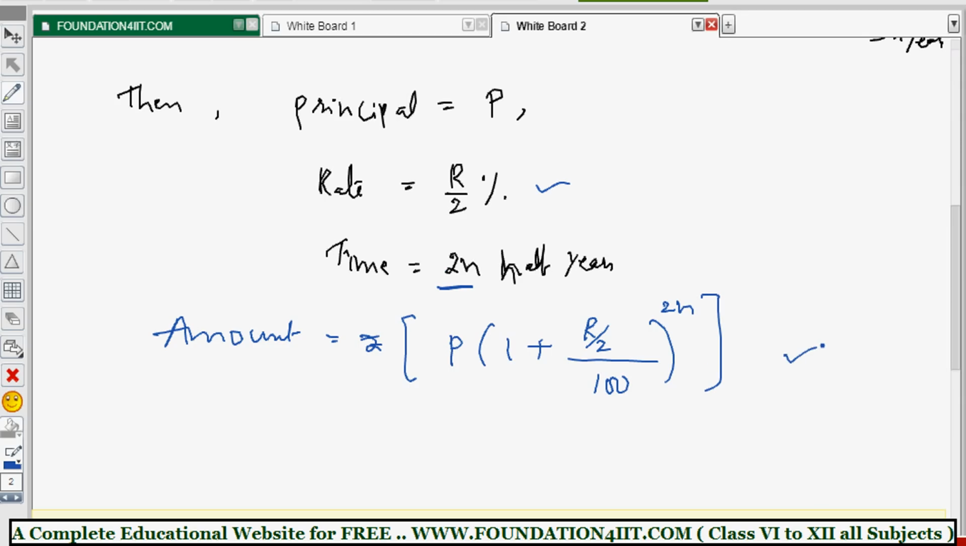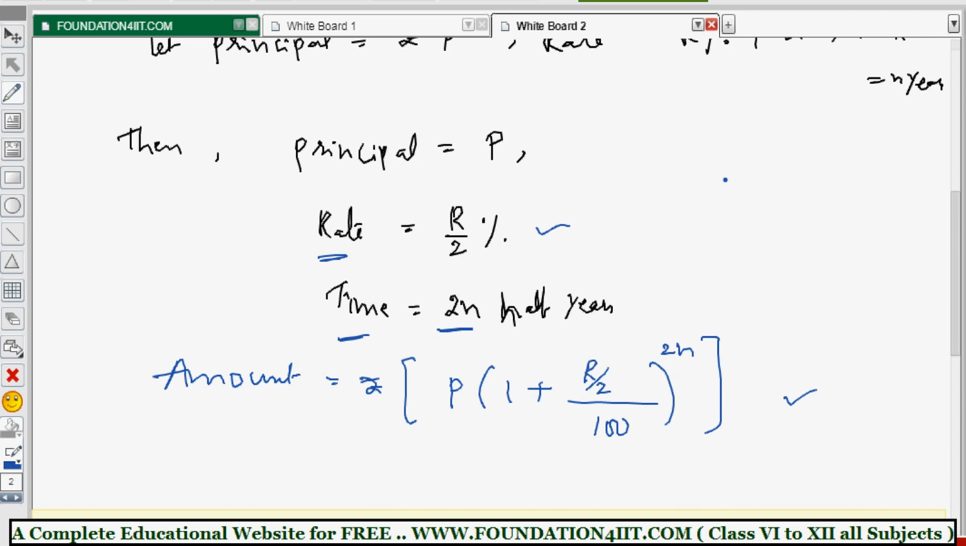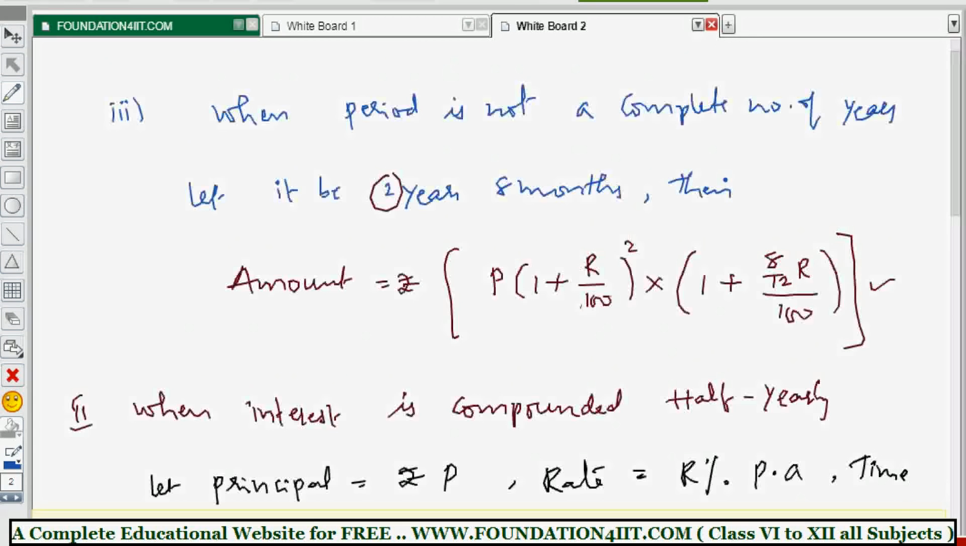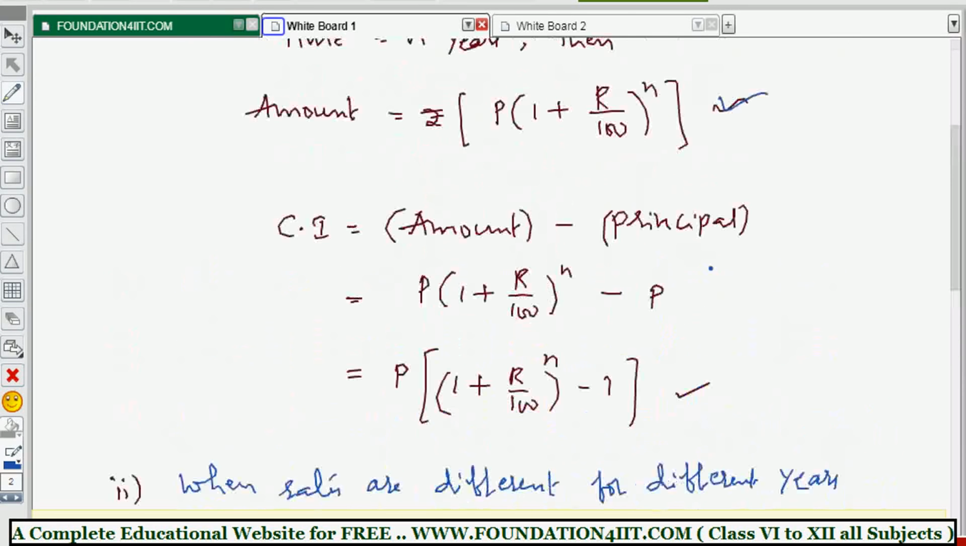That's it. This way we can simplify, again substituting the same R value, but in the rate place only R by 2 we will take, and in the time place 2n we will take. So these 2 are different, we need to change when compounded half yearly. If it is quarterly, again divide by 4 and time 4n will come. This syllabus is only up to compounded half yearly. These are the formulas for compound interest. Now using these formulas we will solve the problems.